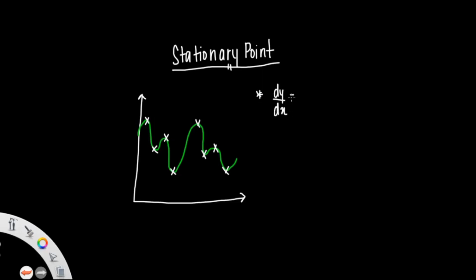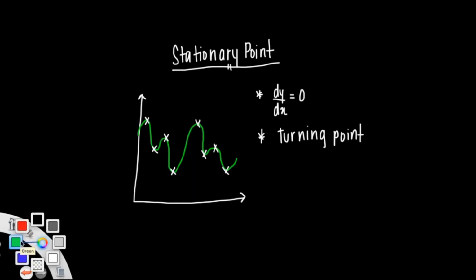So when a point is a stationary point, the gradient of the point is 0. So dy/dx equals 0. And another word for stationary point is a turning point. As you can see, when you draw a tangent to these points and find the gradient of them, it would be 0.